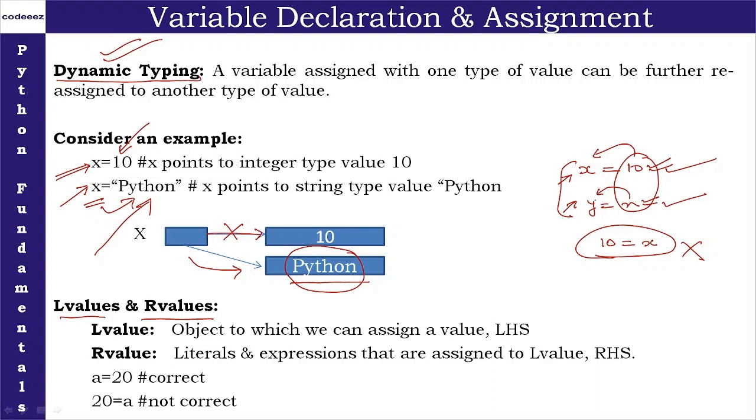An L value is simply an object to which we assign a value. Here x and y are the L values, the left hand side values, okay? And the R values are either literals, constants, an expression, or simply the name of a variable which is having a value that is assigned to the L value, that is the left hand side. So this is a correct statement, but this is not a correct statement, right? So this was all about L value and R value.